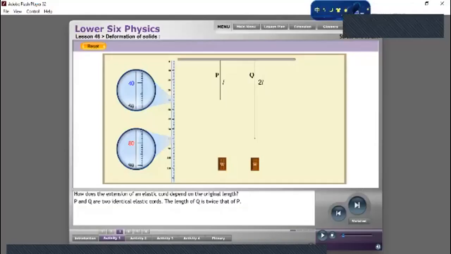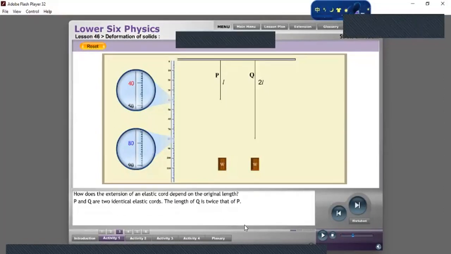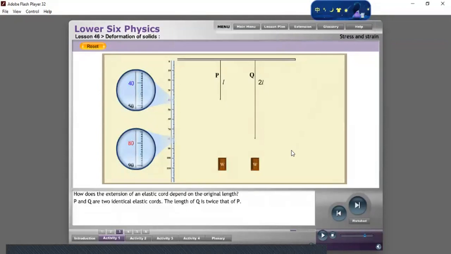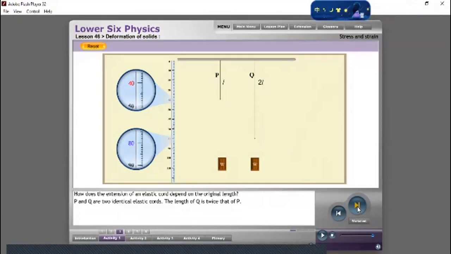How does the extension of an elastic cord depend on the original length? P and Q are two identical elastic cords. The length of Q is twice that of P. Click and drag each of the weights W and hang it from the lower end of each cord.